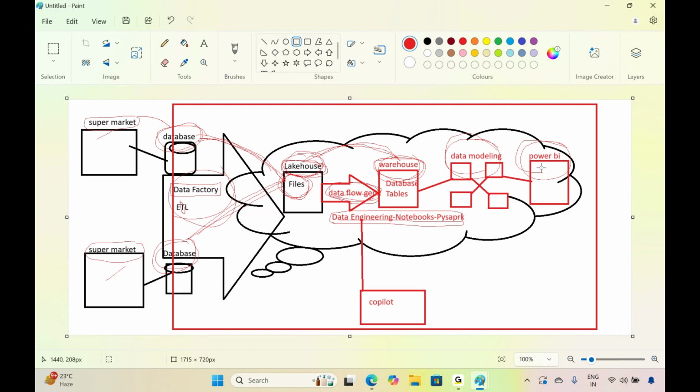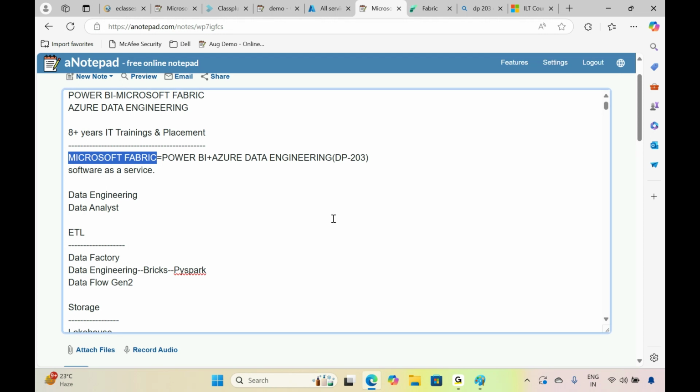Compared to earlier, when you had to pay a separate cost for Power BI and a separate cost for Microsoft Azure data engineering, now it's a single platform with a lower cost. More efficiently, you can develop the complete business intelligence solution for the customers.